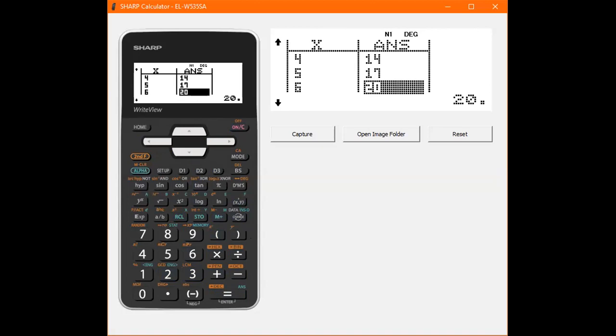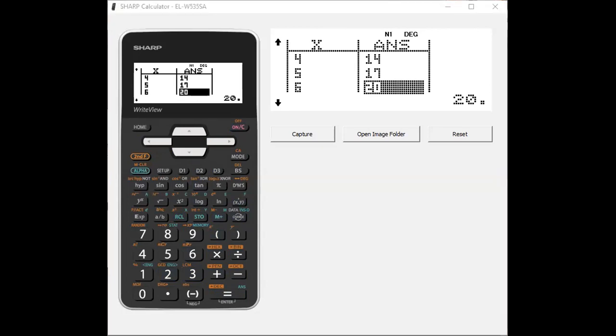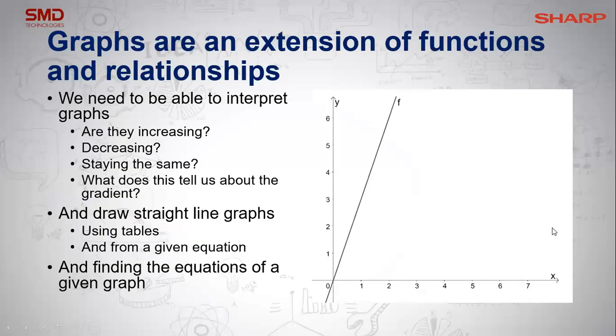Okay, so from there, we can move on to graphs. Graphs are an extension of functions and relationships, and we need to be able to interpret graphs. Are they increasing, as in going upwards? Are they decreasing, coming down? Are they staying the same, constant? And what does this tell us about the gradient?